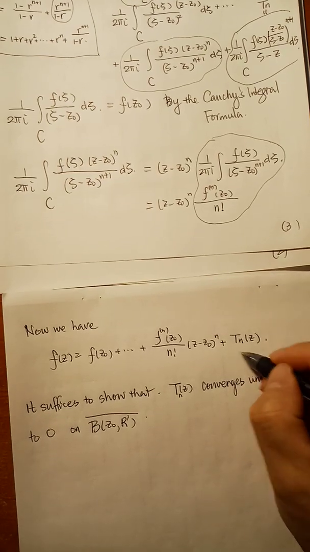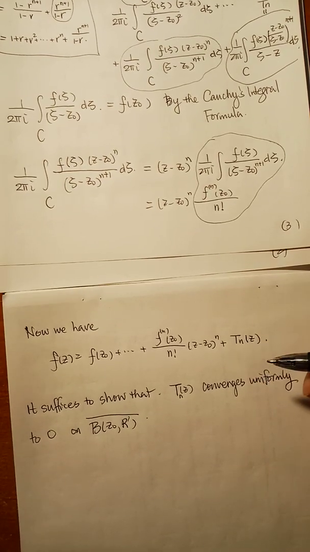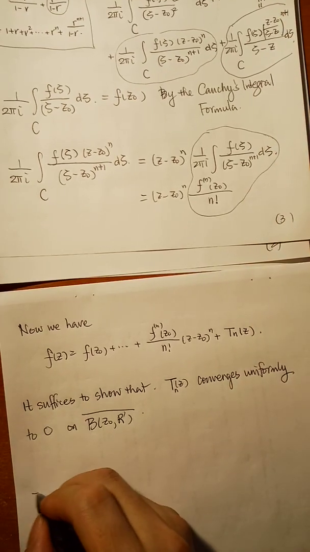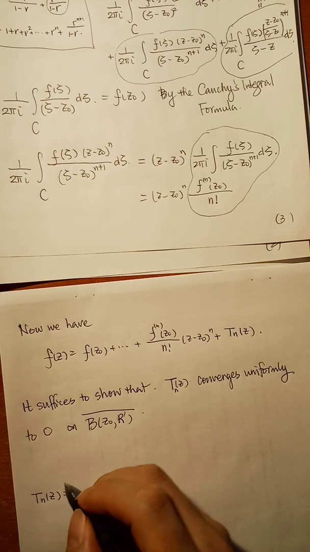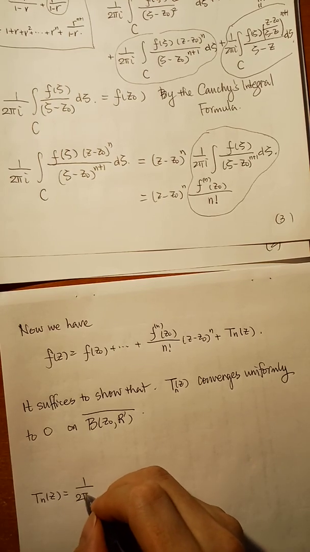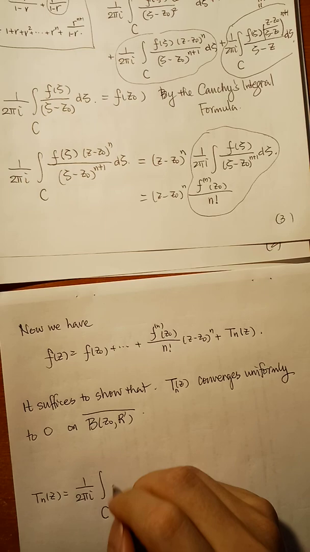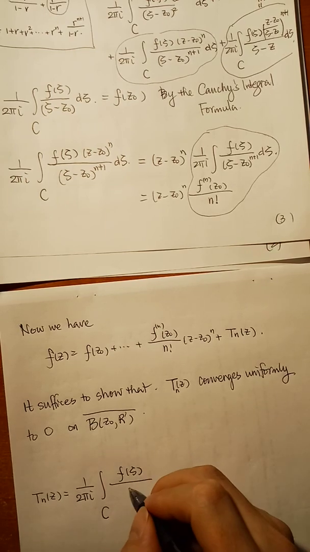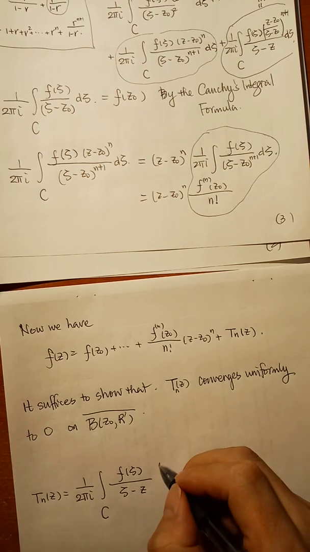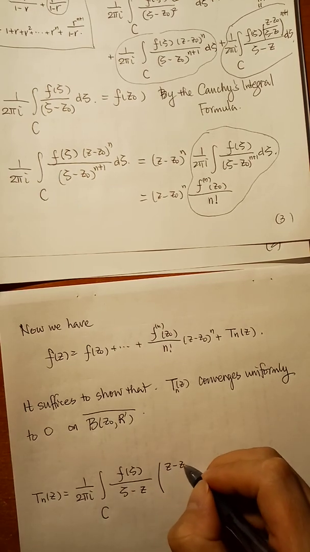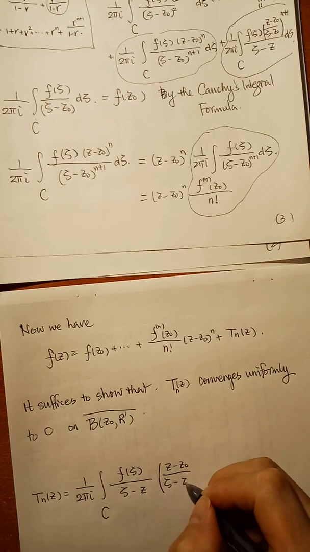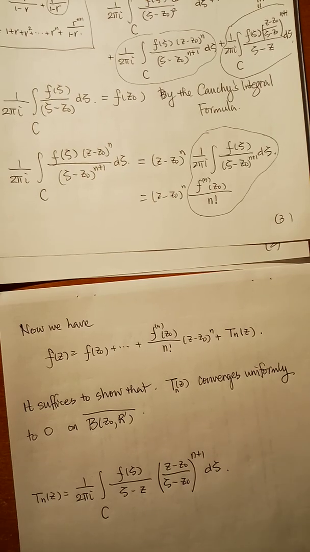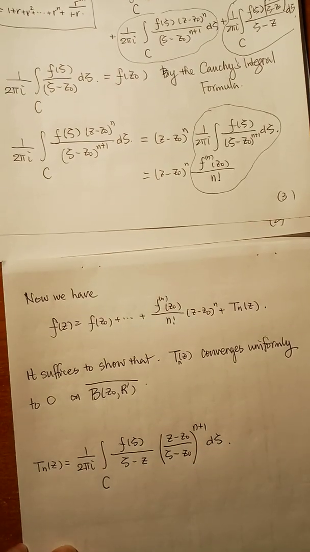Okay, so we're going to study this term. Now let's see what this is. We have T_n(z). Let's copy it again. It's 1 over 2 pi i, the integral along C of f(theta) over (theta - z), times ((z - z0) over (theta - z0)) to the power n plus 1, d theta. Okay, so this is the function.